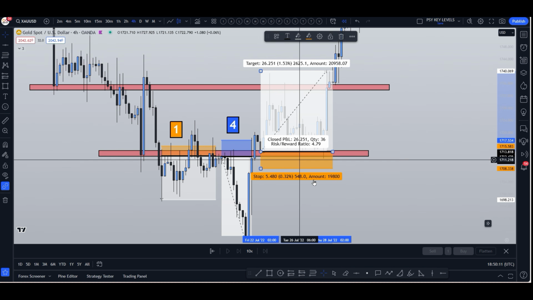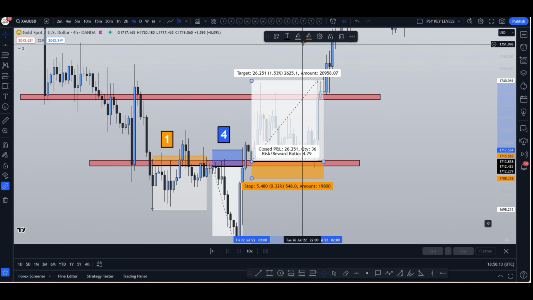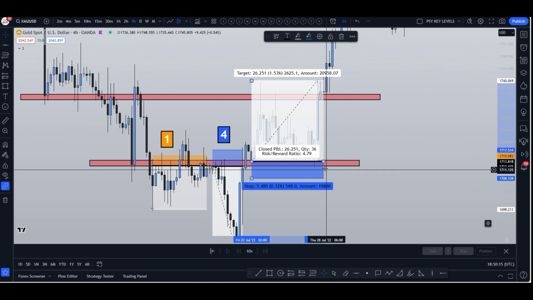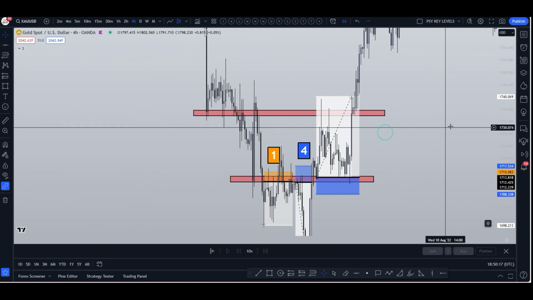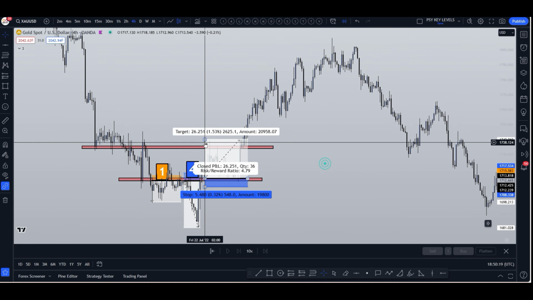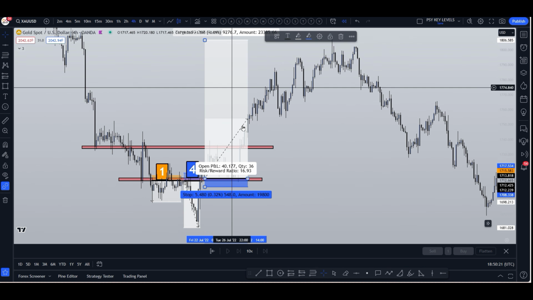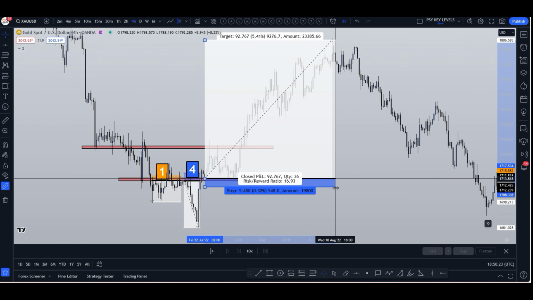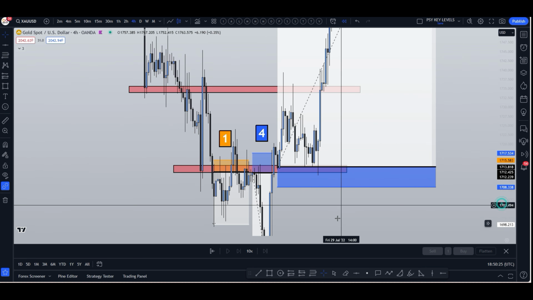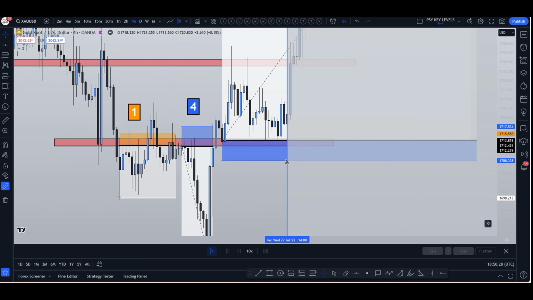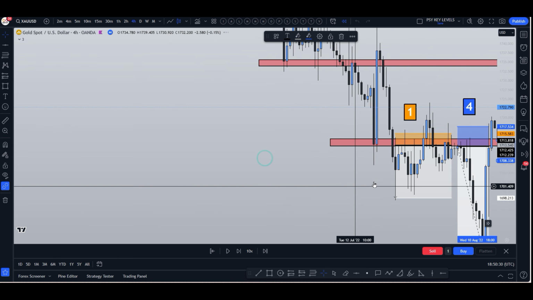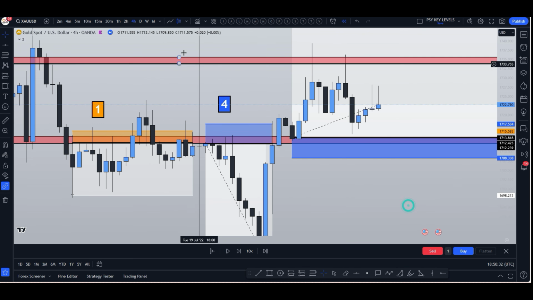Waiting for price to retest, looking for buys. Now look at this. I will look at the entry, but imagine we just held on. That's almost 1 to 17, guys. So let's go on a smaller time frame and see how exactly we would have entered this.